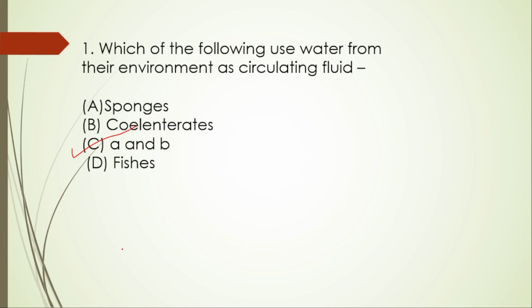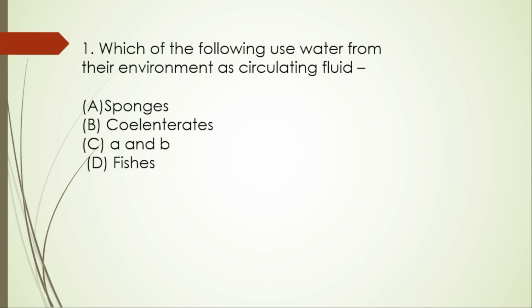They both lack a specialized blood circulatory system, that is a vascular system. Instead, they circulate water from their surroundings through their body cavities to facilitate transport of nutrients and oxygen to the cells and removal of waste products. That's why sponges and coelenterates is the right option, whereas fishes have a closed circulatory system with blood and heart.